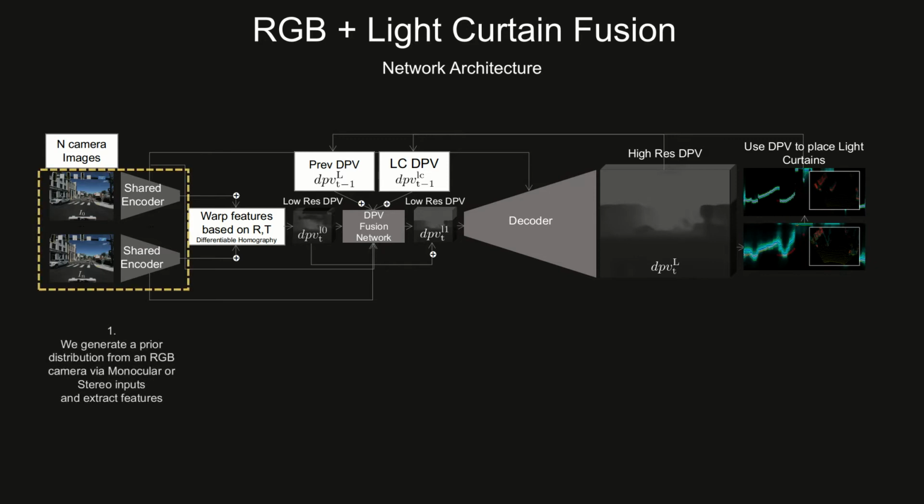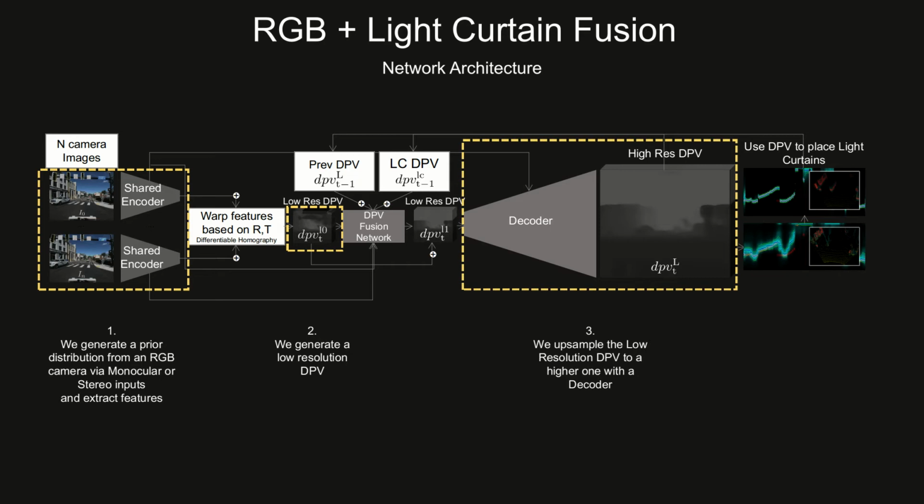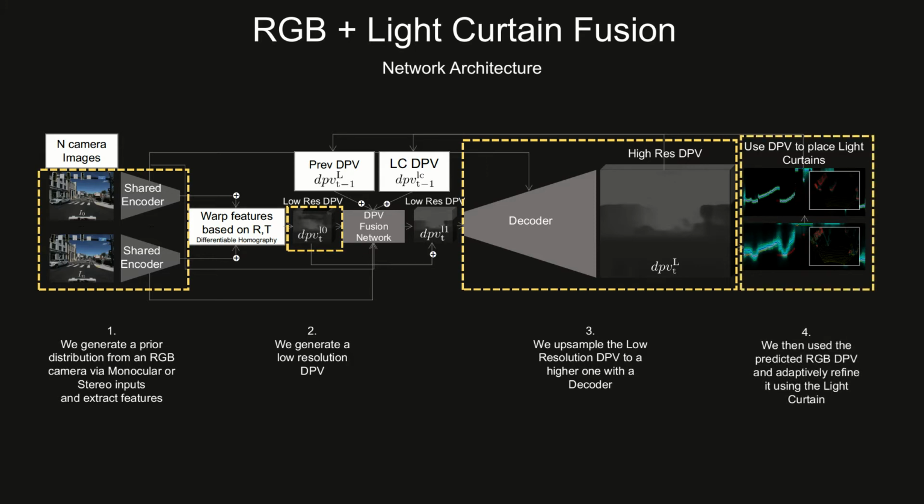So how does this all work? We generate a prior distribution from an RGB camera via monocular inputs over time, or stereo pairs, left and right, and extract features using a shared encoder. We then warp these features into a common cost volume using differentiable homography, and we regress on that to generate a low-resolution depth probability volume. We then upsample this DPV into a higher one using a decoder and the features from the encoder. We then use this as a prior to adaptively place light curtains and refine them over time. We then feed this light curtain measurement back and repeat this process.